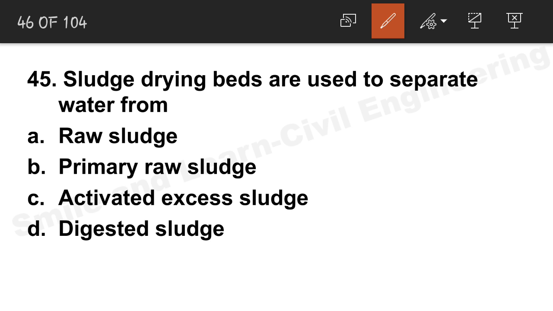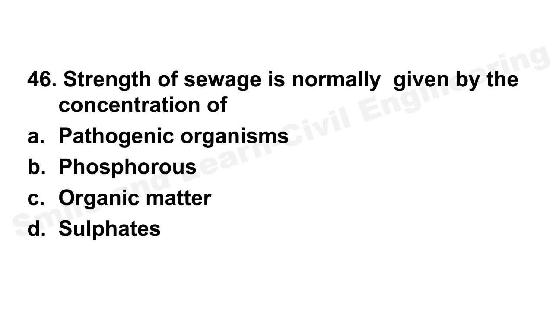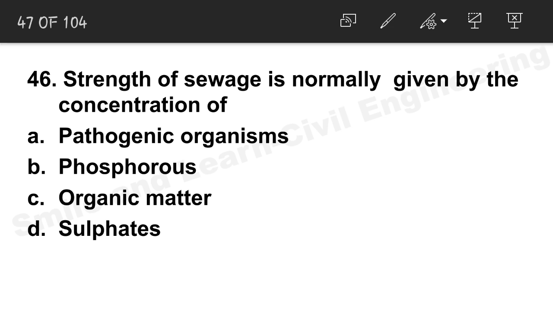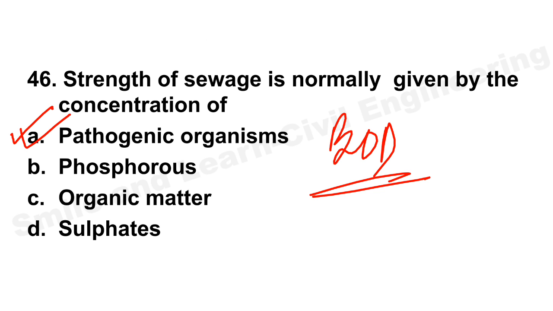They dry up the sludge and separate the water from the digested sludge. Okay, so the water gets separated, and the digested sludge, that is the solid part, gets separated. Okay, question number 46. Strength of sewage is normally given by, strength of sewage is the presence of pathogenic organisms. Okay, the BOD indicates the strength of sewage. Option A will be the correct answer.